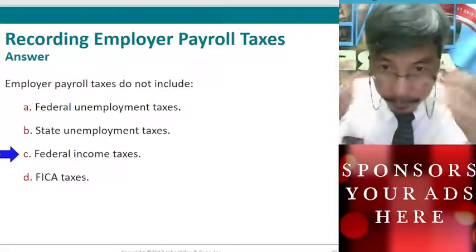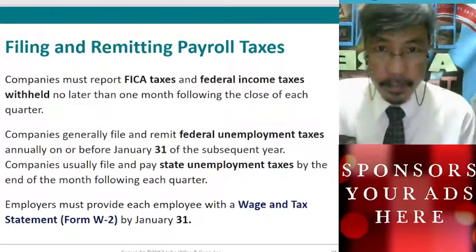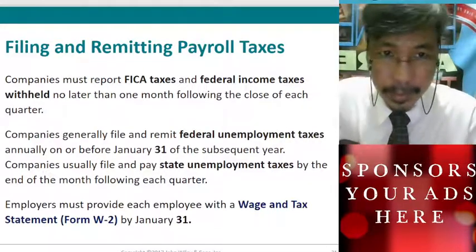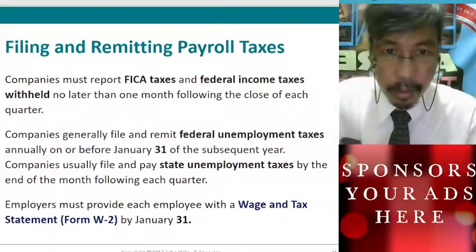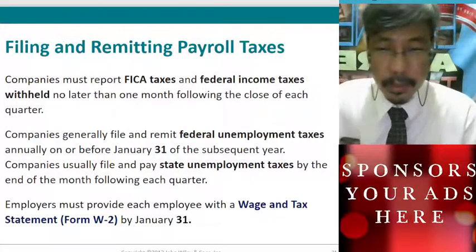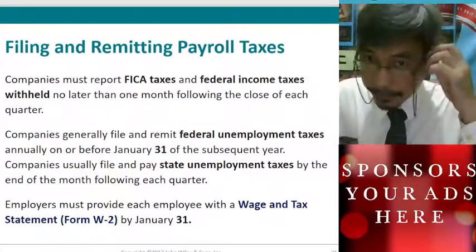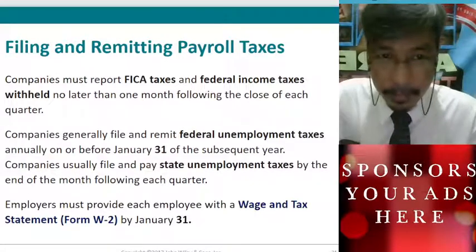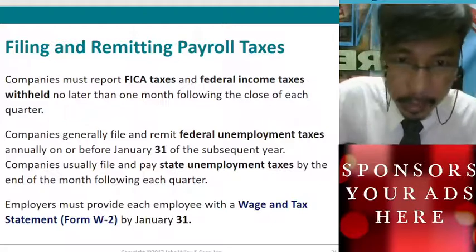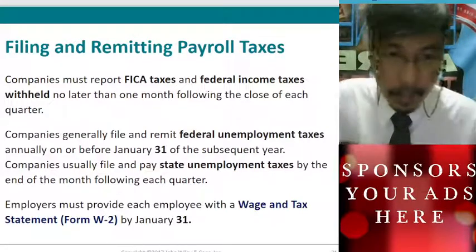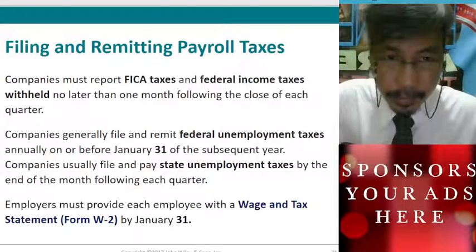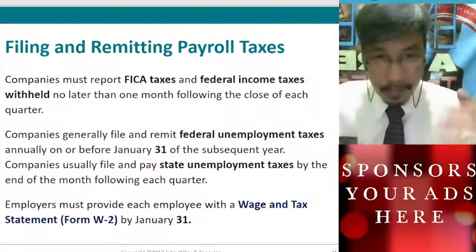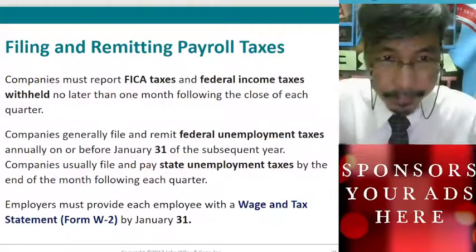Okay, so let's continue. Filing and remitting payroll taxes. Companies must report FICA and federal income taxes withheld no later than 1 month following the close of each quarter. Companies generally file and remit federal employment taxes annually on or before January 31 of the subsequent year. So, 1 month after.